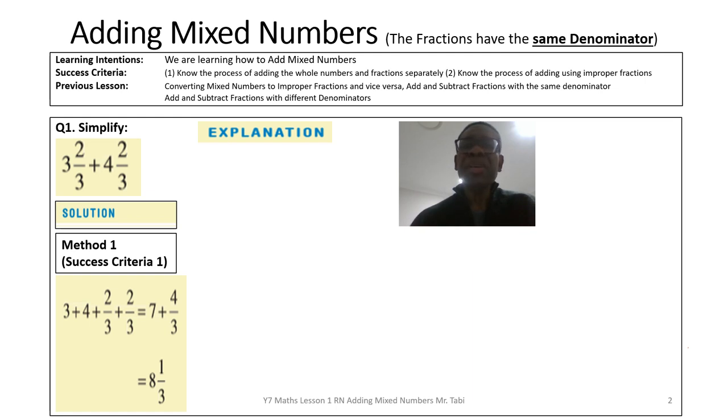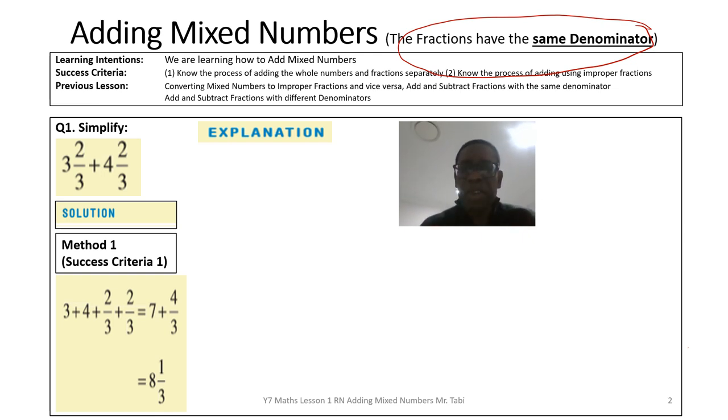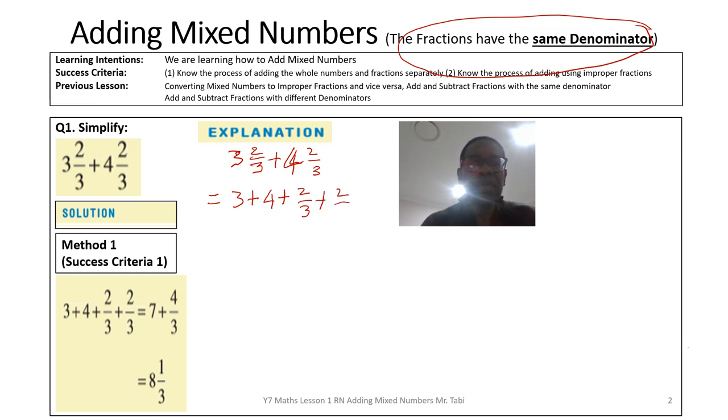So adding mixed numbers where the fraction parts have the same denominators. We'll use both success criteria to help us solve this problem. Let's start with the first success criteria, which we call method one, where we add the whole number part and we add the fraction part. So we're starting off with 3 2/3 plus 4 2/3. So this is equal to 3 plus 4 plus 2 over 3 plus 2 over 3. Now, adding the whole numbers is the easy part. 3 plus 4 is 7, plus.